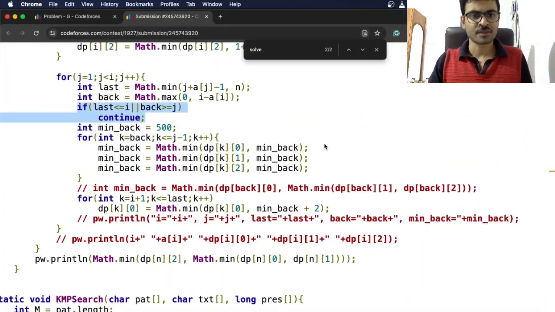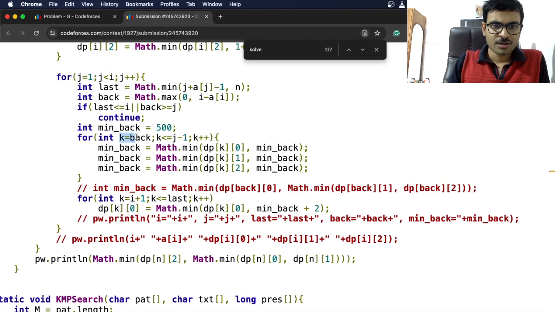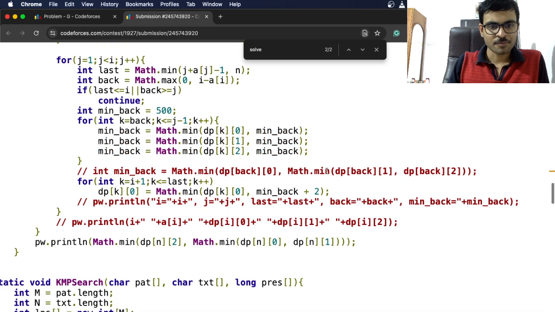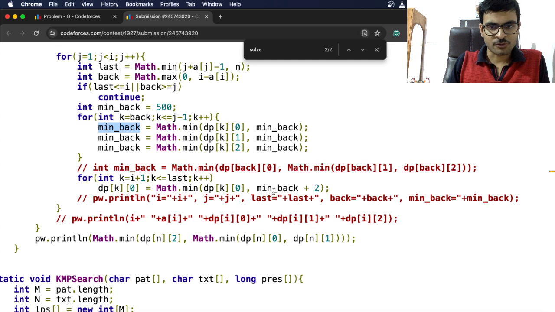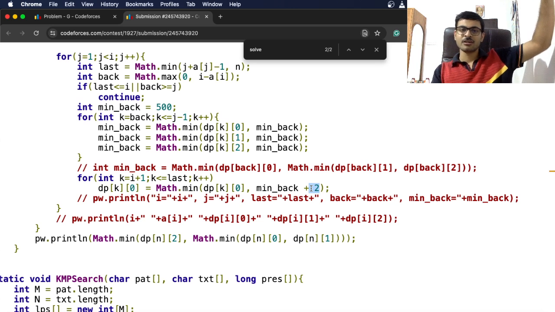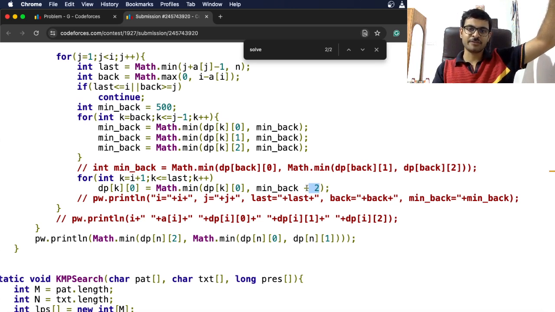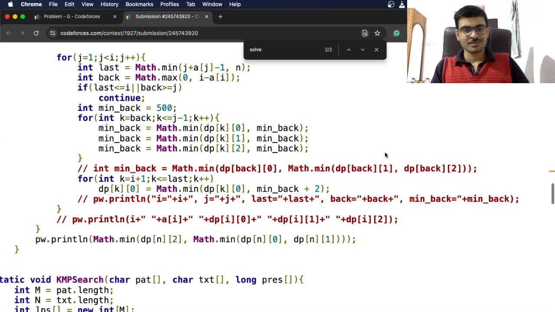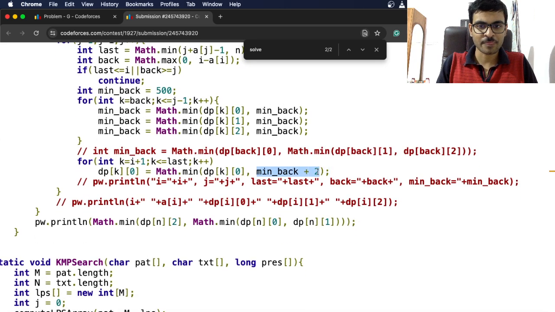And next, k equals to, I'm going from back up to j minus 1. So the minimum out of all of them I'm going to take over here. And that min back I'm going to use over here, min back plus 2. So min back is not covered by I and j, may or may not be covered. And 2 basically covers everything else other than the back. So yeah, min back plus 2, I'm considering it in my dpk0. Where does k go from? From I plus 1 up to last.